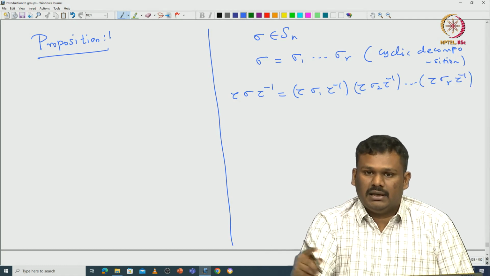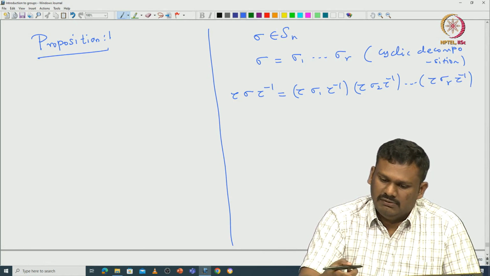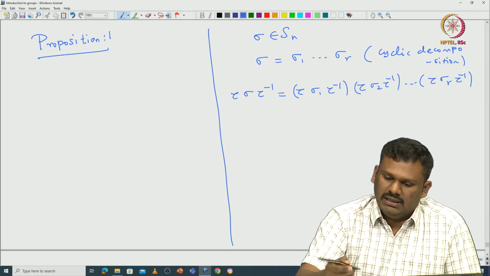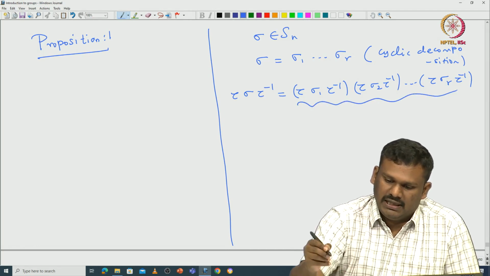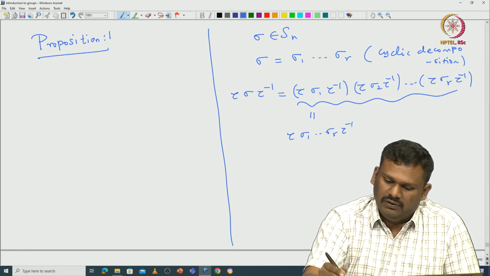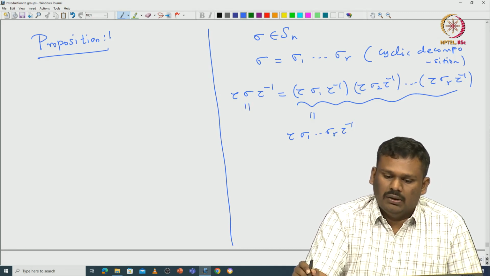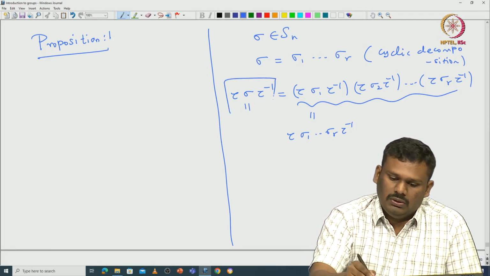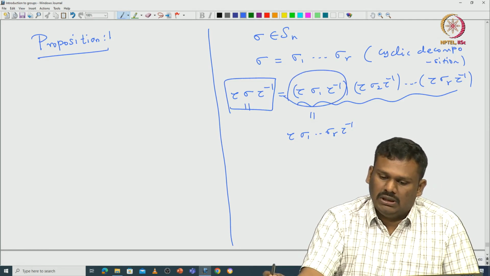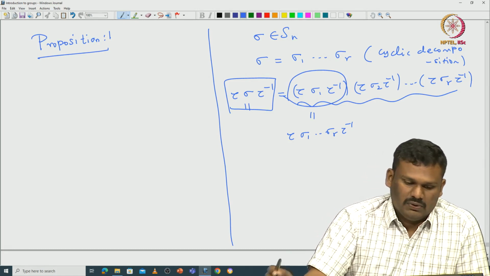By multiplying by tau and tau inverse in between, you can cancel them together and see that the expression on the left side is exactly equal to tau sigma 1 etc. sigma r tau inverse, which is exactly equal to tau sigma tau inverse. So if you want to understand tau sigma tau inverse, it is enough to understand tau sigma 1 tau inverse. That is what we are going to do now.